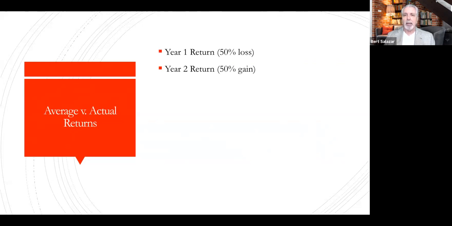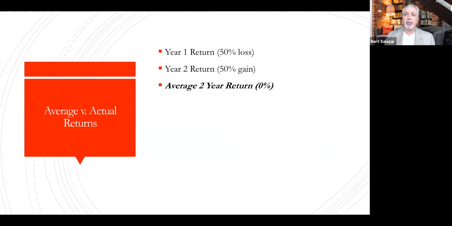Number one, let's say that in the first year, your portfolio has a 50% loss. And in the second year, the portfolio has a 50% gain. So on the average, the 2-year average for this portfolio is 0. You had a 50% loss in the first year, and you had a 50% gain in the second year. So the average 2-year loss would be 0.